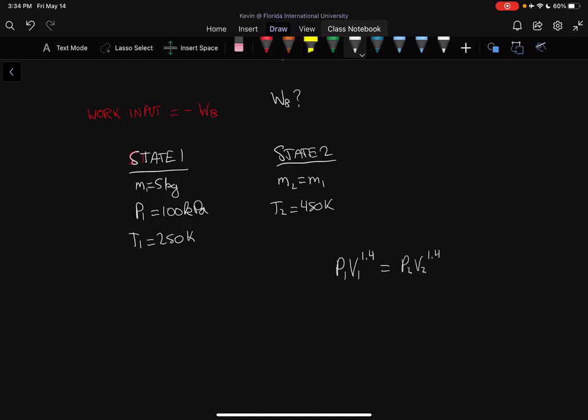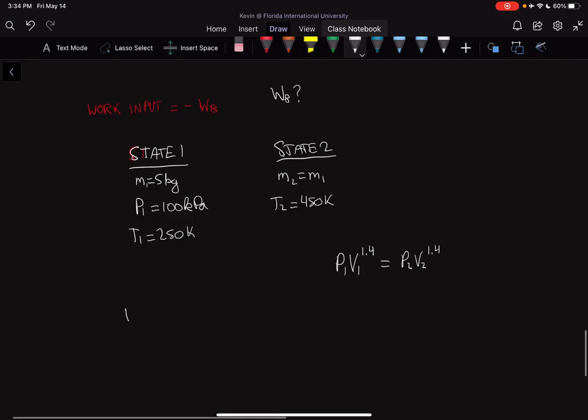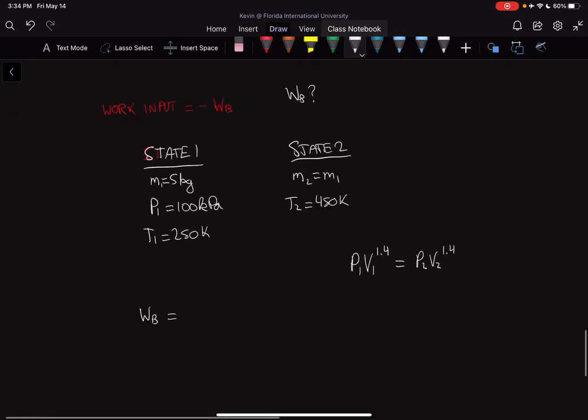to the 1.4. And we know that work boundary is equal to the integral from 1 to 2 of PdV. That's our definition. The equation we're going to use is the polytropic equation for n not equal to 1, and that is P2V2 minus P1V1 over 1 minus n.